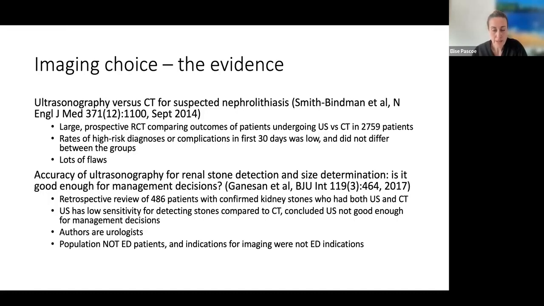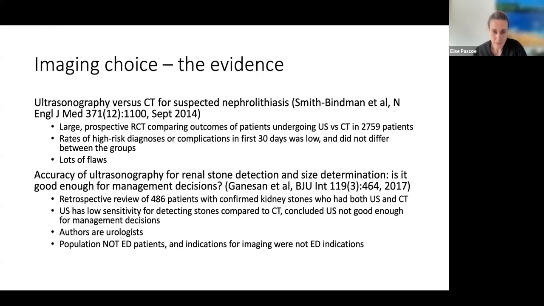There was another study done in 2017 looking at the accuracy of ultrasound for renal stone detection and size, and questioning, is it good enough to help us make management decisions? It was a retrospective review of 486 patients, all with confirmed kidney stones, and all of these patients had both an ultrasound and a CT. They found that overall ultrasound had pretty low sensitivity for detecting the stones compared to CT, and they concluded that overall ultrasound was not good enough for making management decisions in renal colic.